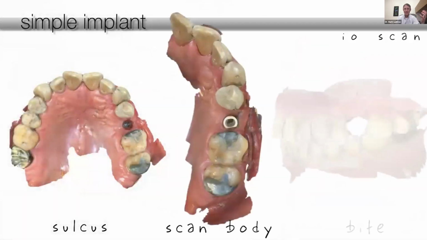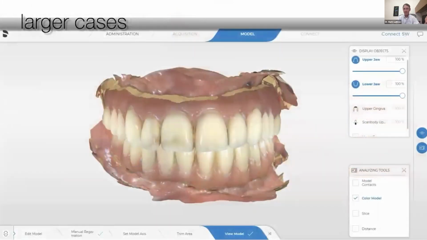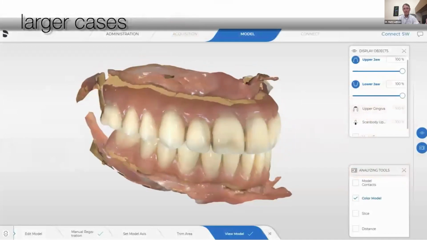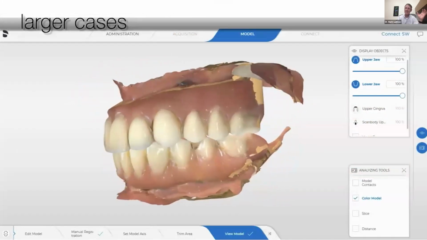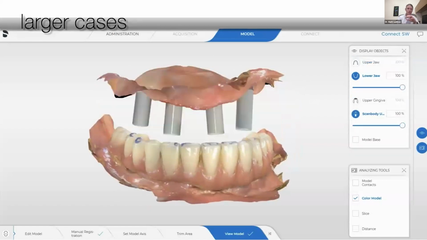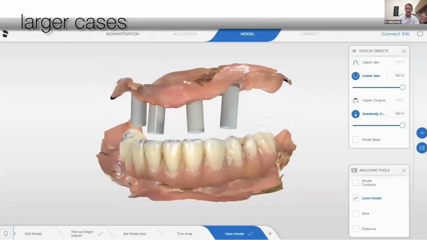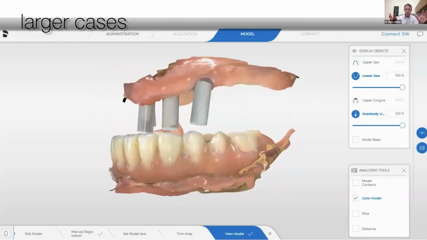The reality is these are all the same type of scans that you just saw from the diagnostic side. All you're adding on is that scan body. For the bigger stuff, the more full arch stuff, well, guess what? It's the exact same process and protocol. We scan the upper temps, the lower, we scan the bite, take off the prosthesis, scan the scan bodies that are in there, and scan the tissue, okay?